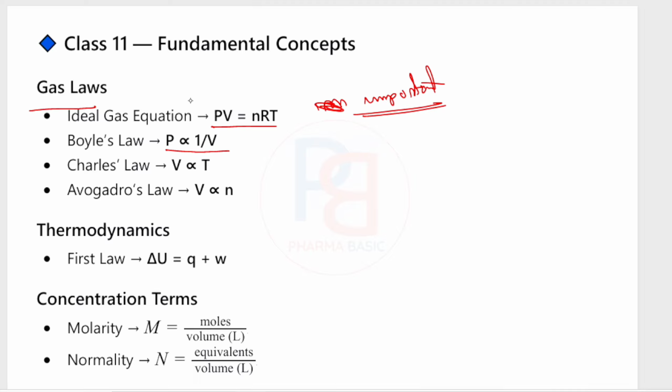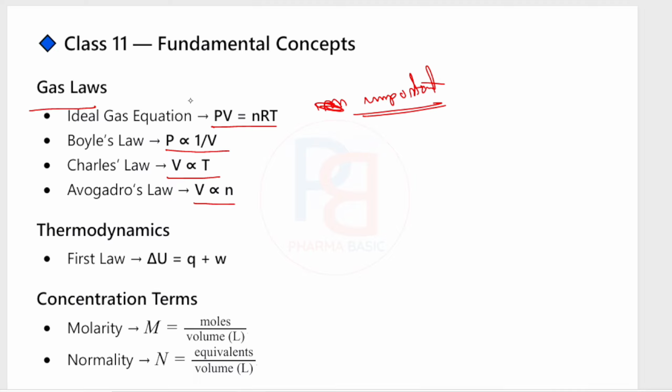Charles's law, V is directly proportional to temperature. That means volume increases if temperature increases, and volume decreases if temperature decreases. Avogadro's law, V is directly proportional to n. That means volume increases if the amount of substance increases, and volume decreases if the amount of substance decreases.